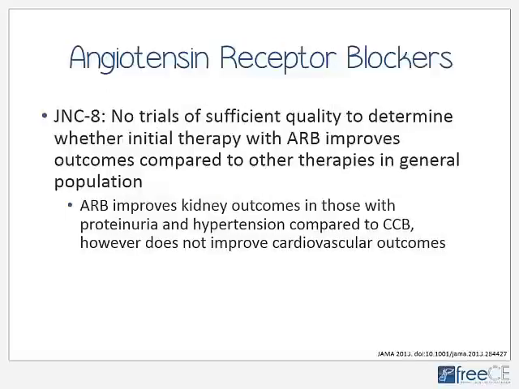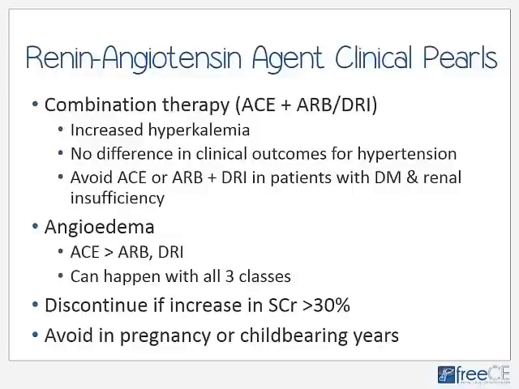For angiotensin receptor blockers, JNC-8 says there are no trials of sufficient quality to determine whether initial therapy with ARBs improves the outcomes compared to other therapies in the general population. So they basically say they don't have enough evidence to really make a recommendation on using an ARB versus another drug. ARBs do improve kidney outcomes in those with proteinuria and hypertension compared to a calcium channel blocker, but again, no evidence on cardiovascular outcomes. So just some pearls with those renin-angiotensin-aldosterone agents.